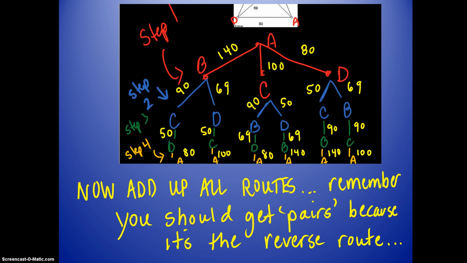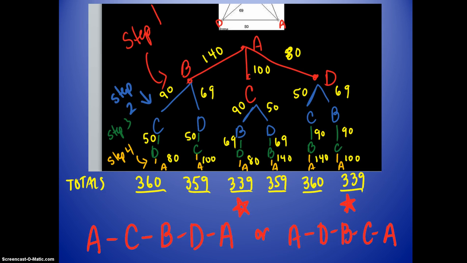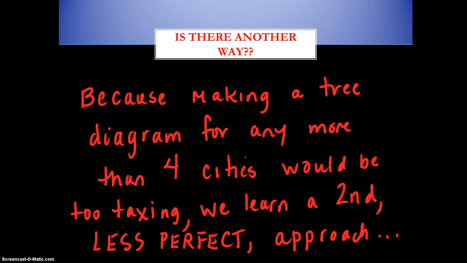So now the final step would be to sum up all of those routes and make sure that we get pairs of opposite numbers, similar numbers. So the shortest route was ACBDA, or reverse is ADBCA. So we know that this method is only good for a few cities because it takes so long to do.